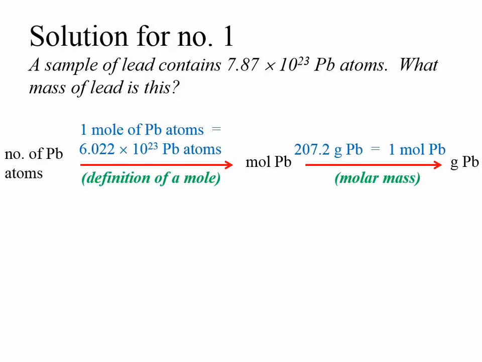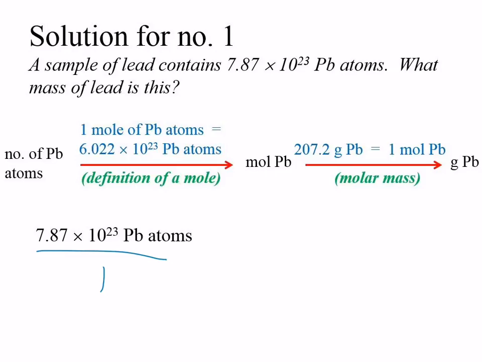You guys have this. This actually is a strategy that I had before, with the arrows going like that. So the first term is going to be, in this case, the number of lead atoms: 7.87 times 10 to the 23rd Pb atoms. I usually put that over 1 just so that I make sure I get my units to cancel.